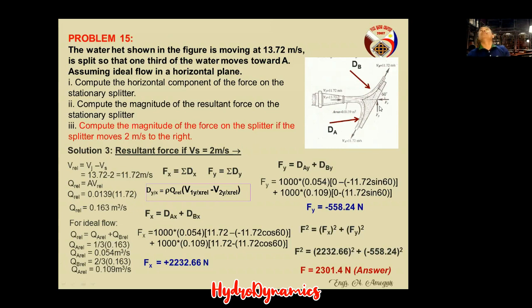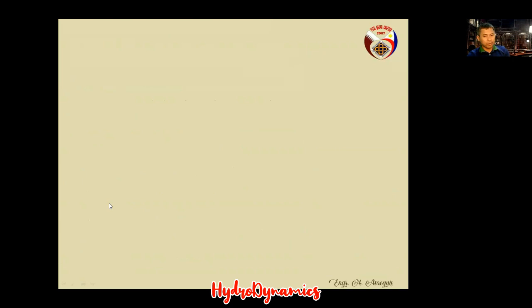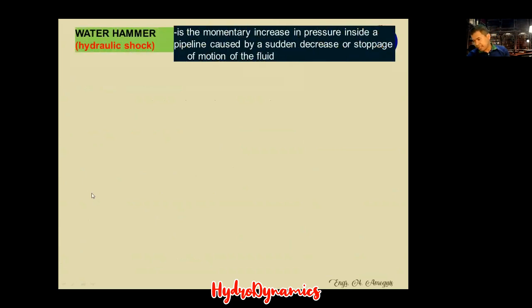All right? So we still have time. Okay, we'll move to other possible question na minsan lumalabas, kahit itong bago lang, nakita na akong water hammer. Konting lang, it's just simple substitution sa formula. Itong water hammer, ang definition is momentary increase in pressure inside pipeline caused by a sudden decrease or stoppage of motion of liquid. So yun yung water hammer.